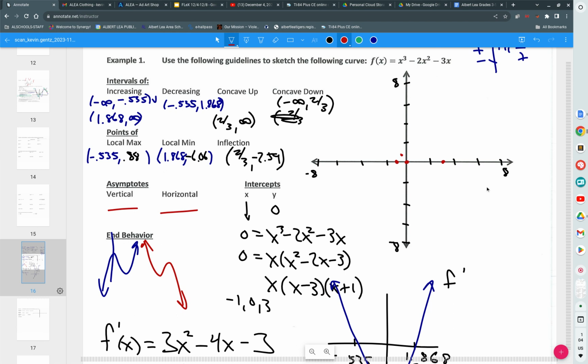So again, we ask, how high does it go? That's its highest spot in that region. Then how low does it go? 1.868. We go all the way down to -6.06.